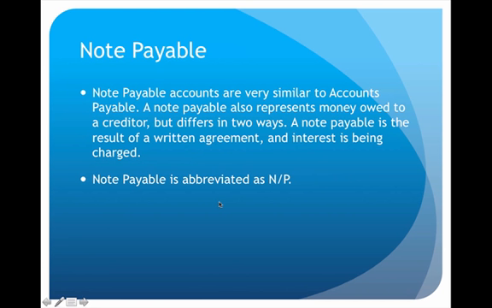The next liability would be note payable. And just like we talked about before with accounts receivable and note receivable, the same differences apply to accounts payable and note payable. A note payable means that we do owe money, but the difference is it is a written agreement and we're being charged interest. So if those 2 conditions apply, then it is considered to be a note payable rather than an account payable. And again, we would abbreviate that as N/P.